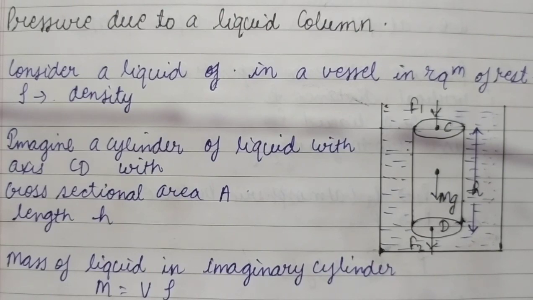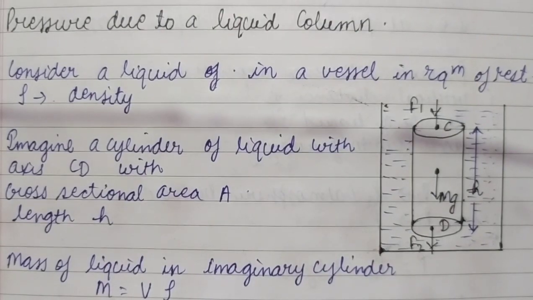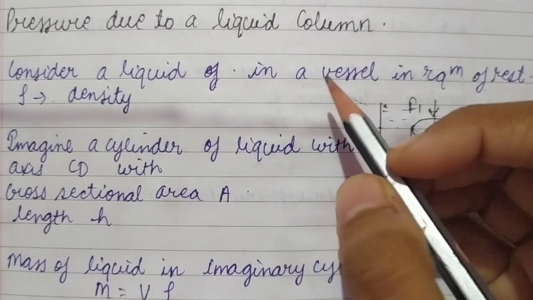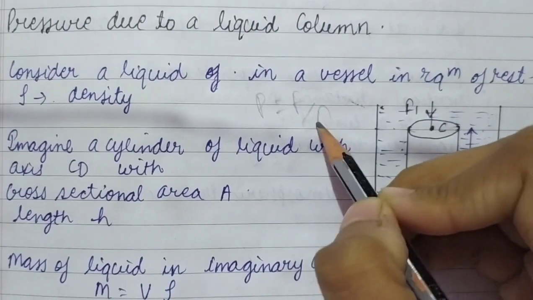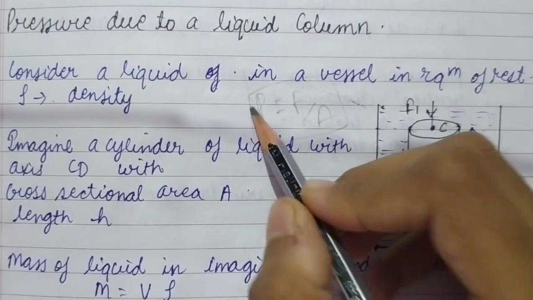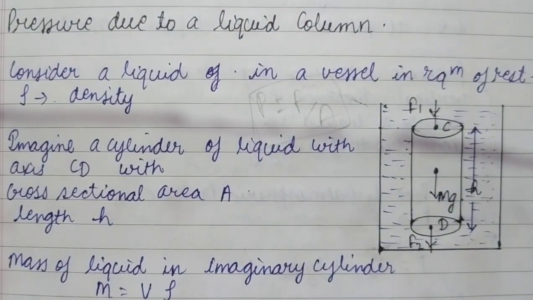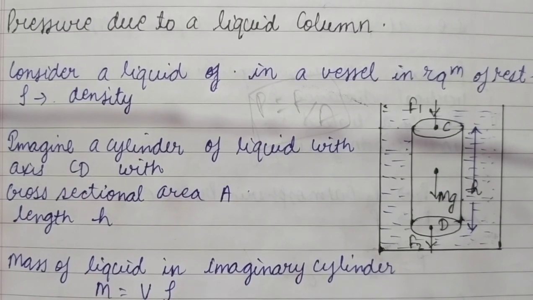Pressure we already know is the normal force exerted on any substance which is at rest per unit area. So how do we define pressure? Pressure is defined as force per unit area, the force acting on any substance per unit area. Now let us start with the topic: pressure due to any liquid column.